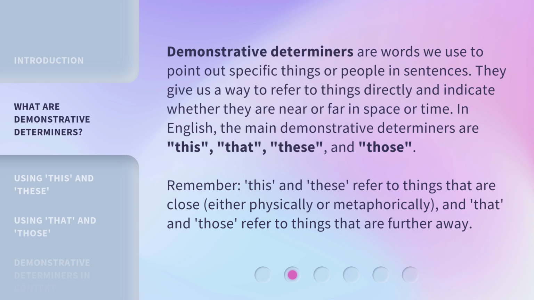Demonstrative determiners are words we use to point out specific things or people in sentences. They give us a way to refer to things directly and indicate whether they are near or far in space or time. In English, the main demonstrative determiners are this, that, these, and those. Remember, this and these refer to things that are close, either physically or metaphorically, and that and those refer to things that are further away.